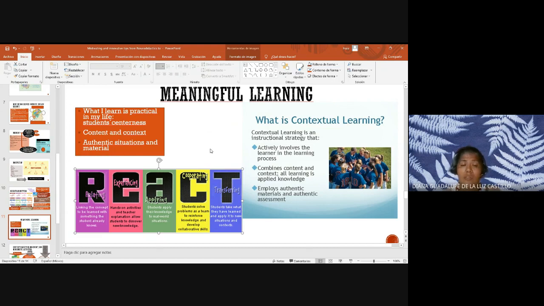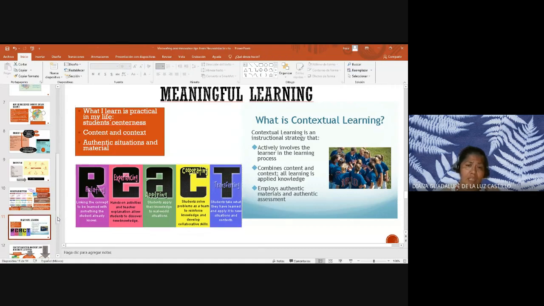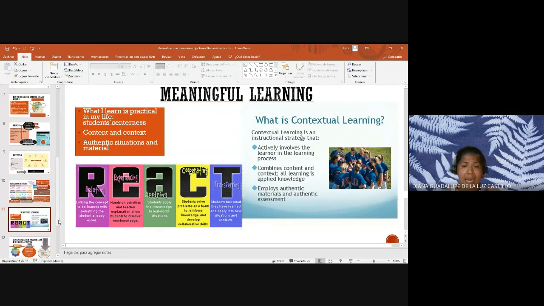So English language learning doesn't take place by itself, in isolation. Students have to solve problems together, and students have to take what they learn and apply it into a new context or situation. That's why we need to have real life situations in the classroom. This is meaningful learning, applying, actively involving students in their learning process, and having a combination of what we teach and what students know. So we need to relate what we teach to what students know and to their lives.